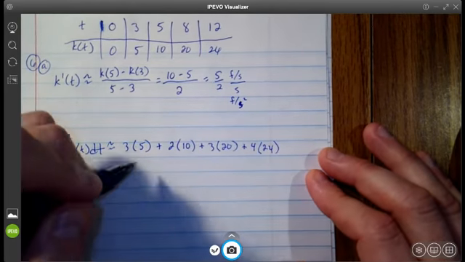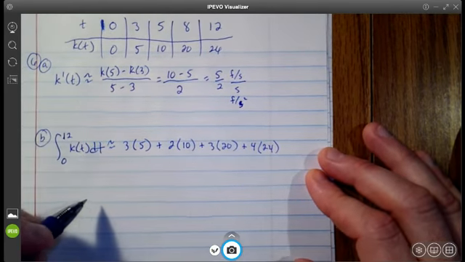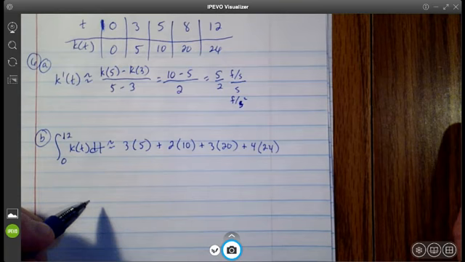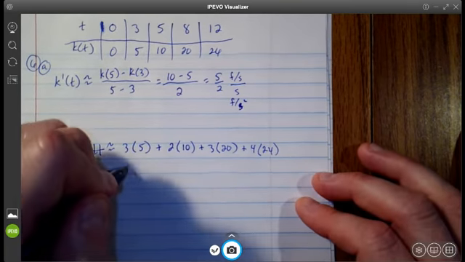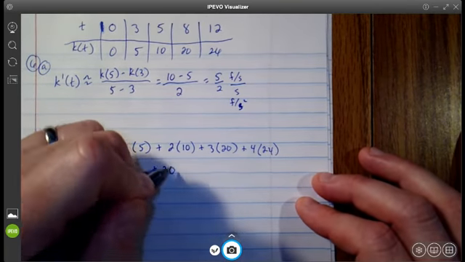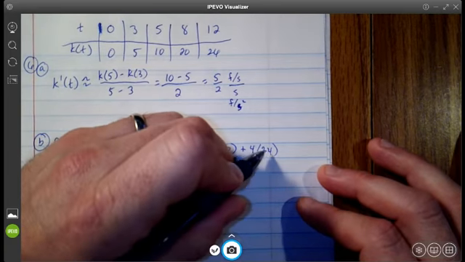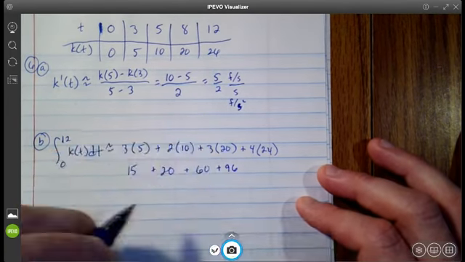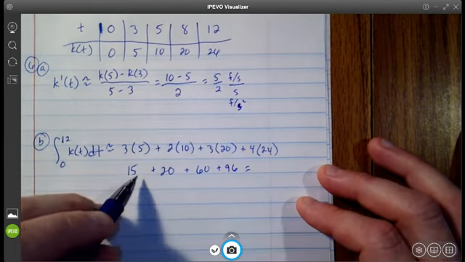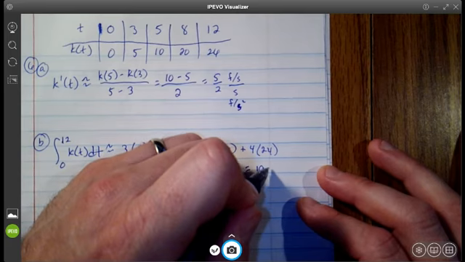Now, of course, you don't have to simplify this because this is just a numeric value, but you could simplify, and I'm going to show you that. So 15 plus 20 plus 60 plus 4 times 24, 80, 96. And then if you add all of those together, you get 191.